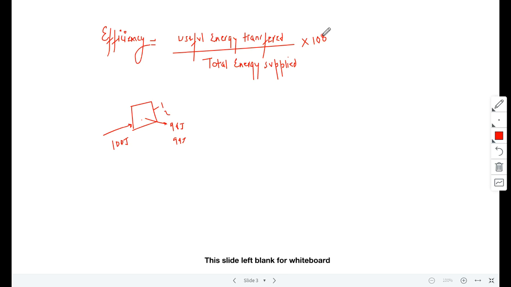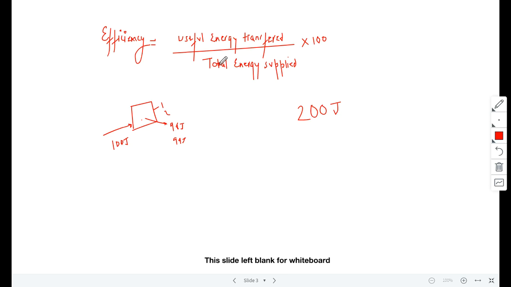Another way of telling the formula of efficiency is output over input. So basically useful energy transferred is the output that you're getting, and total energy supplied is basically the input. If the powers are given in a question, you can still calculate the efficiency by output power divided by input power times 100. That will give you the efficiency.